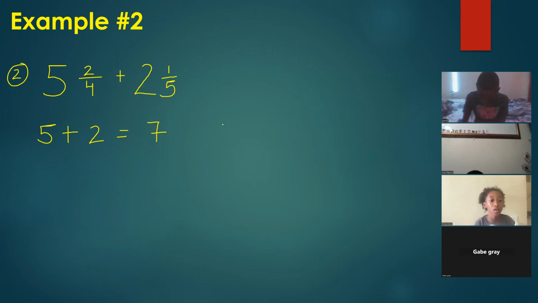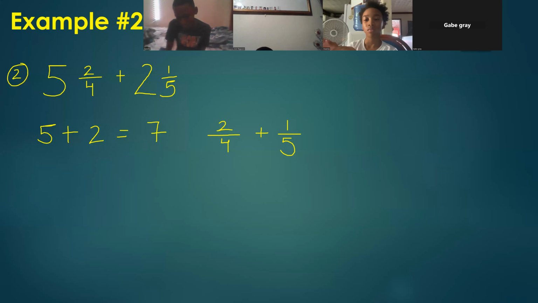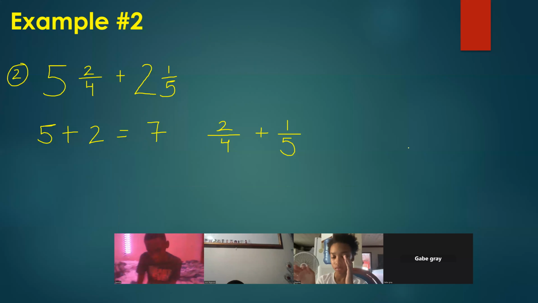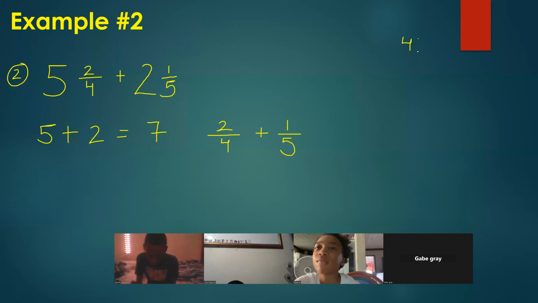After that, we find the LCM of 4 and 5. Very good. So we'll be adding 2 over 4 and 1 over 5. And so we must find the LCM of 4 and 5. How can we do this? We're going to put the times tables of 4 and the times tables of 5. Very good.